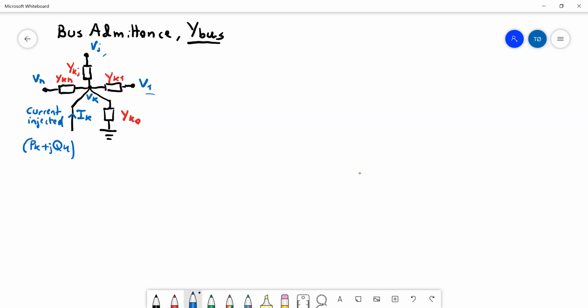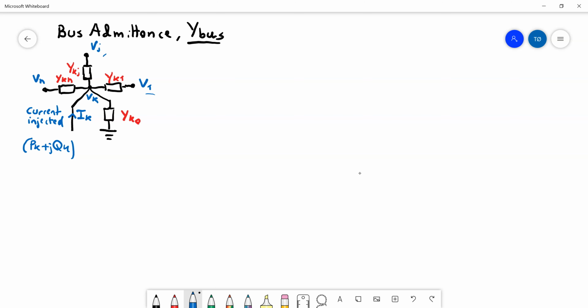Okay, in this video we will have a generic development of the bus admittance, the Y bus. Here you can see a generic node with the VK in the middle. They have the voltage nodes V1, VJ, Vn. And then you have the admittances to the reference, the YK0, YK1, YKJ, and YKN. And you can also see the current injected here, the IK going into the K node.